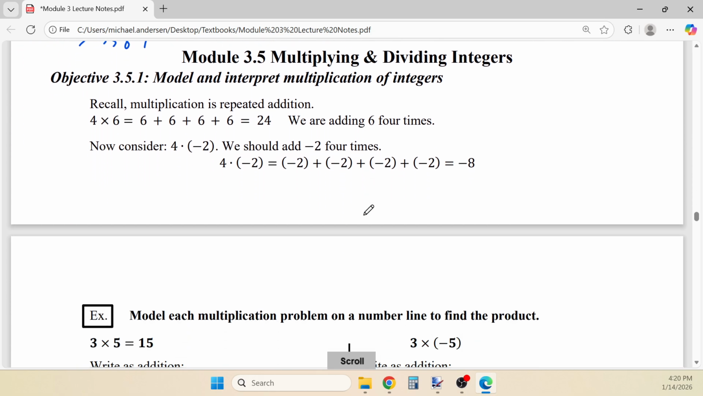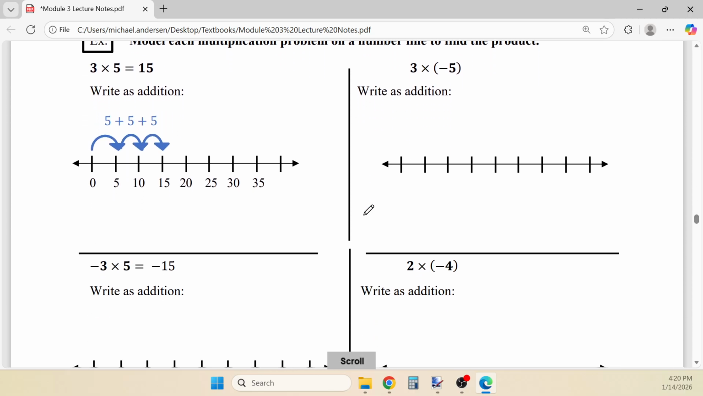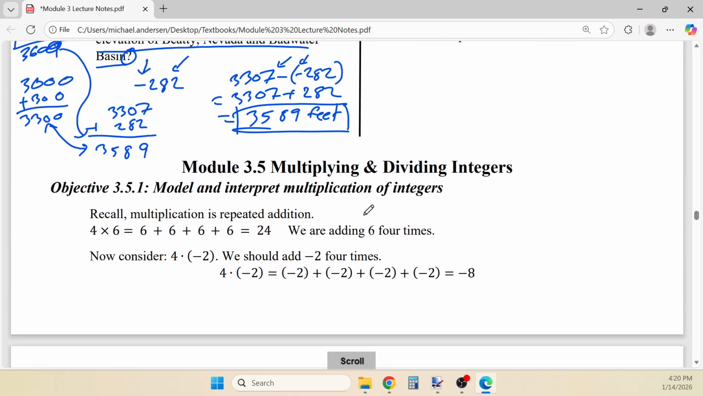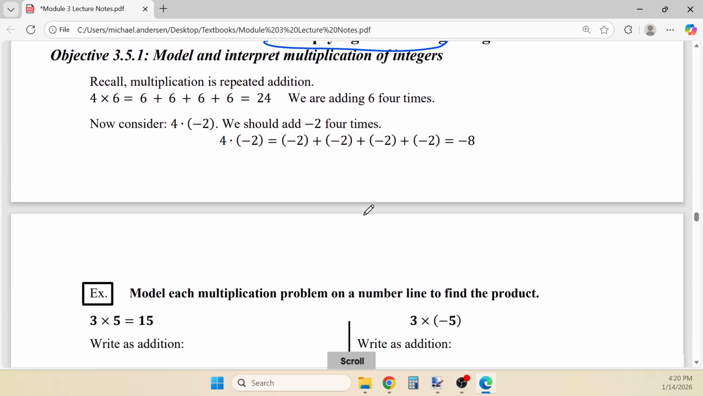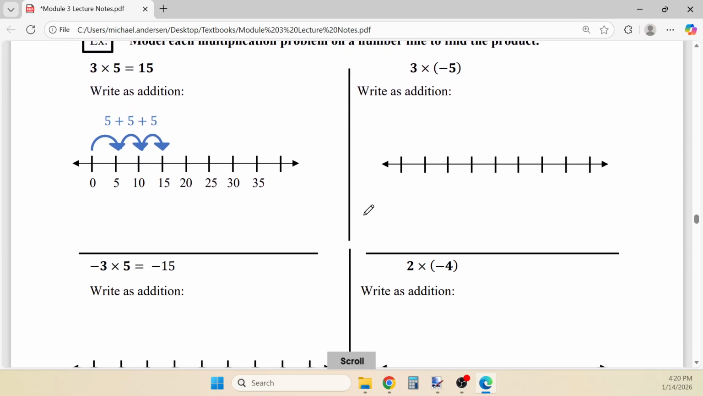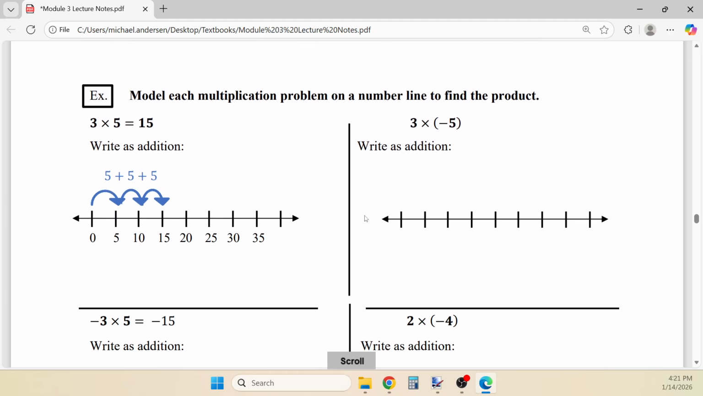That was 3.4. Let's talk about 3.5. So 3.5 is about multiplying and dividing. Multiplying is repeated addition. We have 3 times 5. What that means is that we are going to add 3 5s together. We have a 5 plus a 5 plus a 5. Graphically, we can draw it the way that we did here. That gets us a 15.